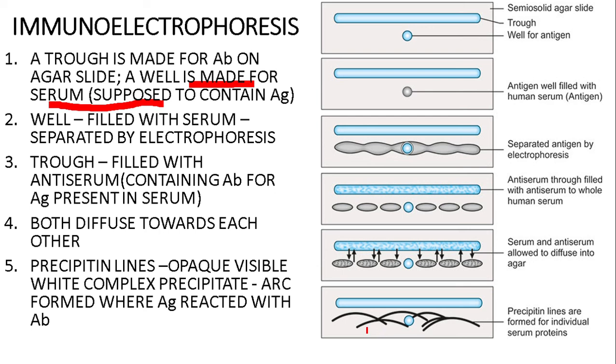And in some experiments, these precipitin lines will not be seen. What does it mean? It does not mean that our experiment did not work, but it simply means that the serum sample we added did not contain the pathogen. That's all.